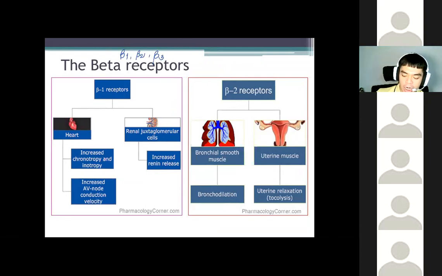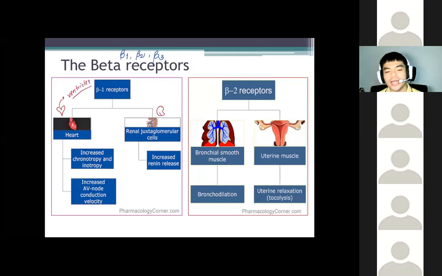Number one is the heart. And second are the kidneys. So I repeat, we have the heart and also the kidneys. In the heart, makikita natin often ang beta 1 receptors in the ventricles of the heart. So ano ang mga effects ng beta 1 activation in the heart? So meron tayong tatlong major effects in the heart. Number one is increase chronotropy.